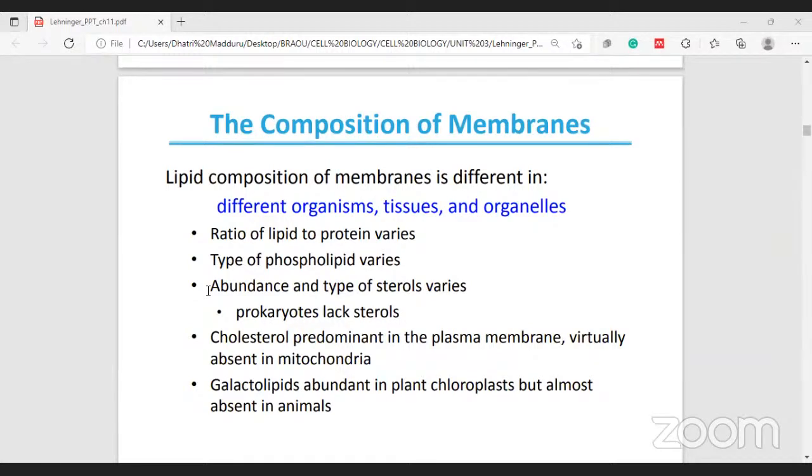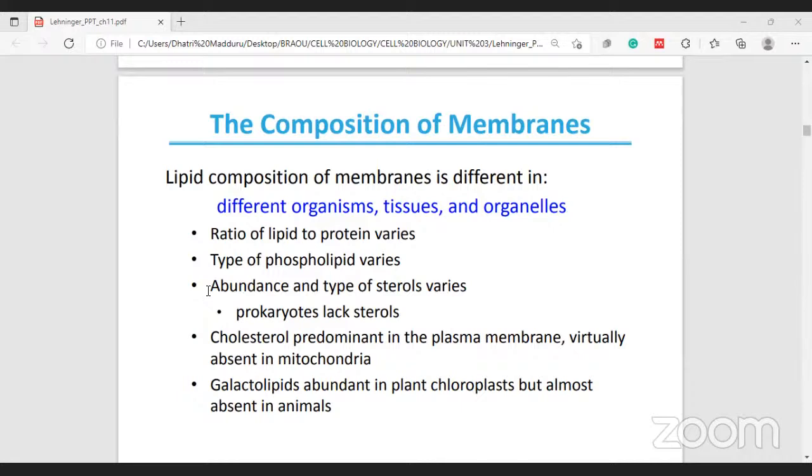That means for how much amount of lipids, how much amount of protein is required, that also varies from organism to organism. And what type of phospholipids? We have phosphatidylserine, phosphatidylcholine, phosphatidylethanolamine, phosphatidylinositol. Like that, we have different types of phospholipids based on the functional group which is present. And that also varies from one organelle or tissue to another. And the abundance and type of sterols also vary.